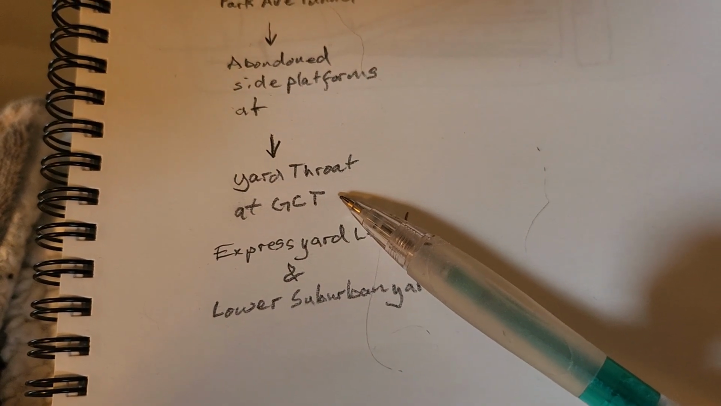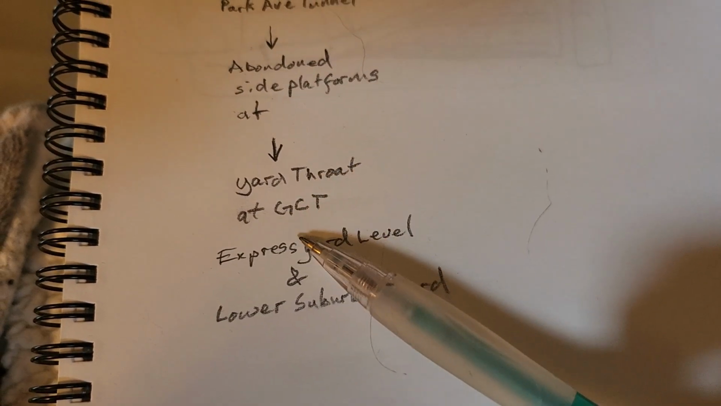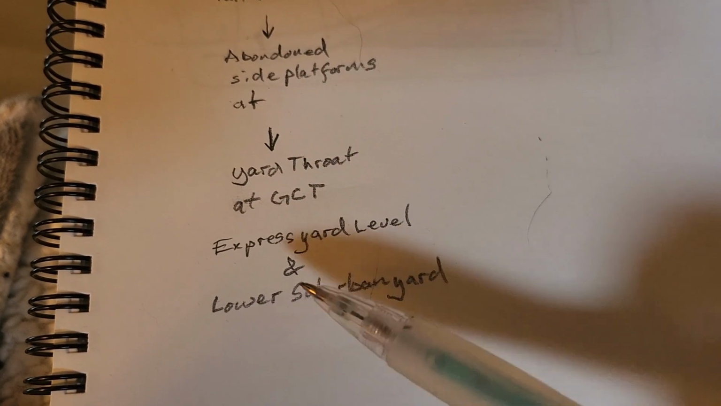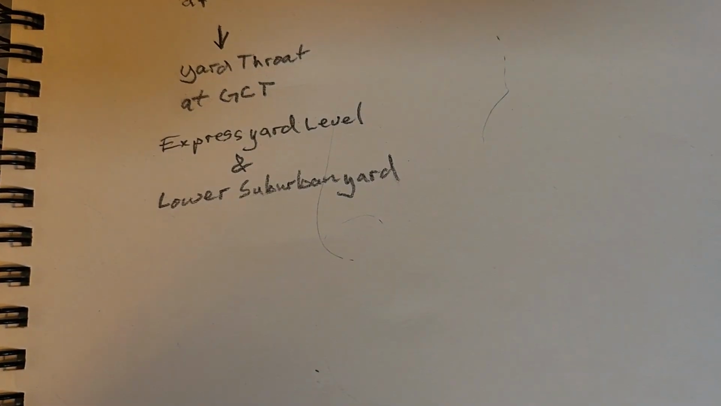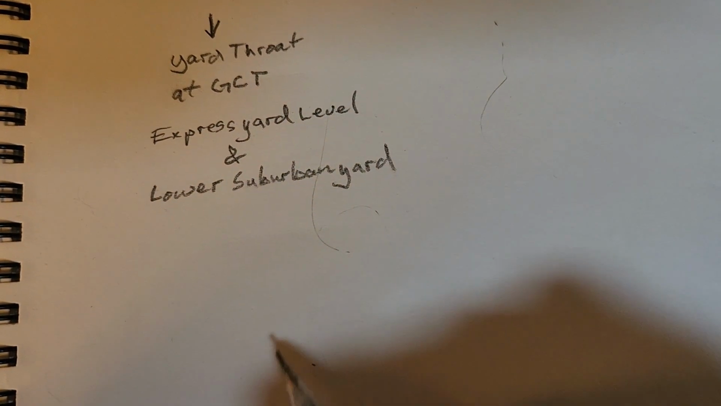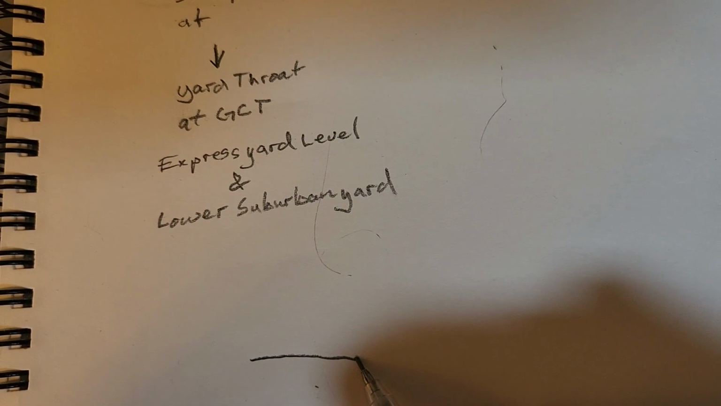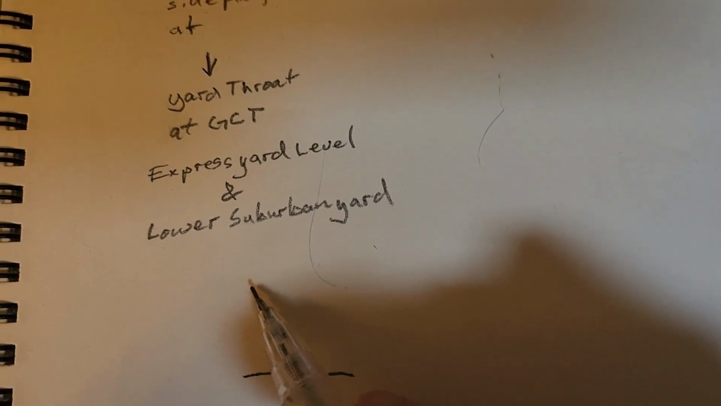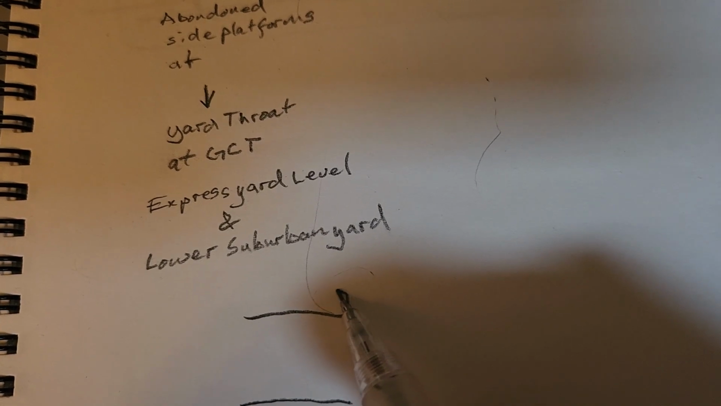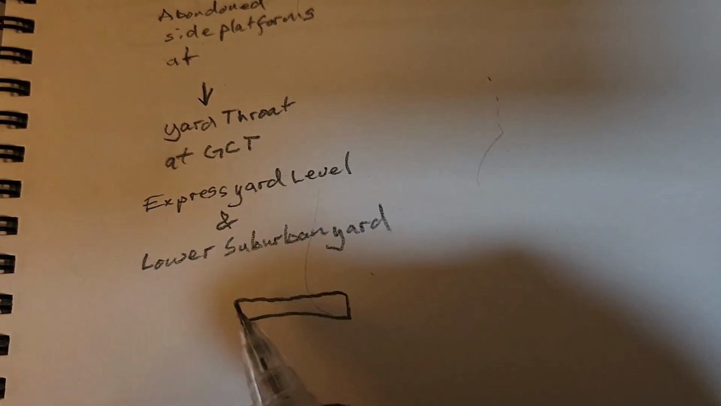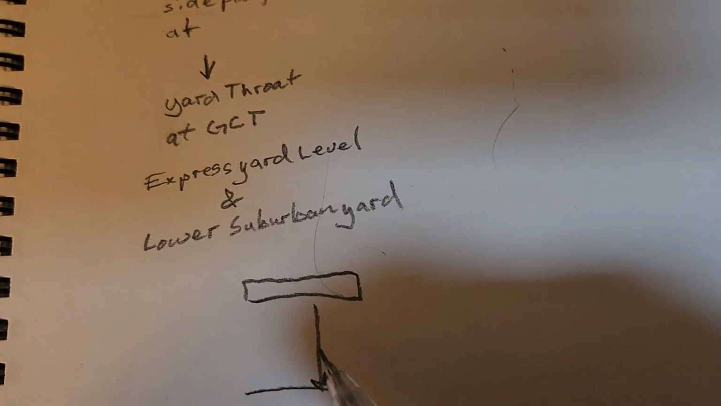And then, I wanted to model the yard throat and also the express yard level and the lower suburban level, sort of in a pattern where you can see the lower level tracks and you can see the upper level tracks, but having enough separation between the 2 levels that you're able to see it.